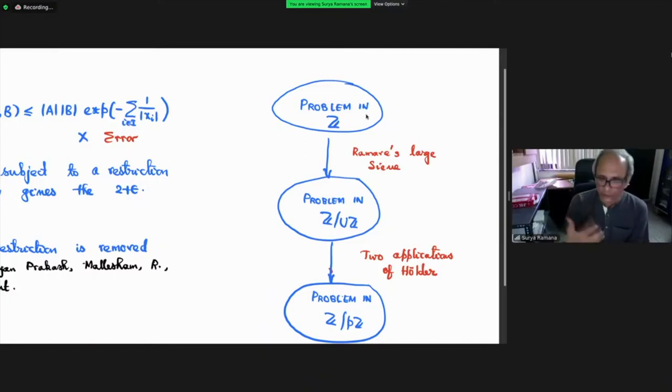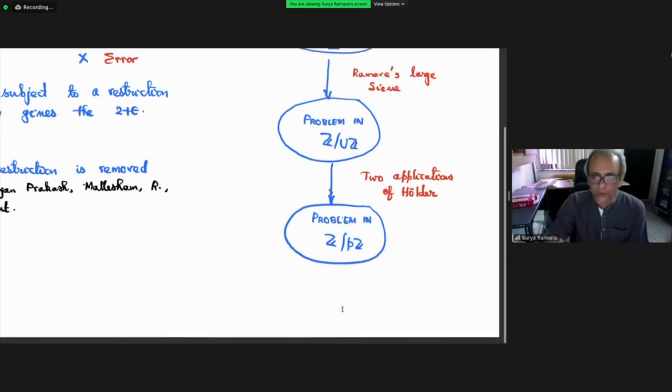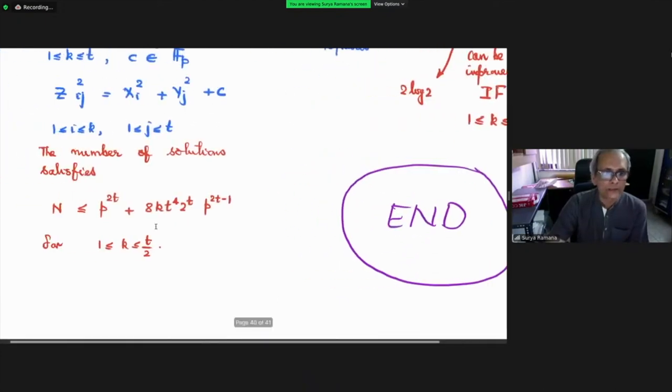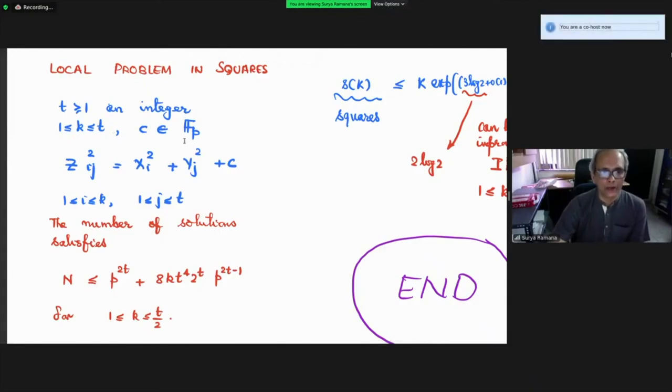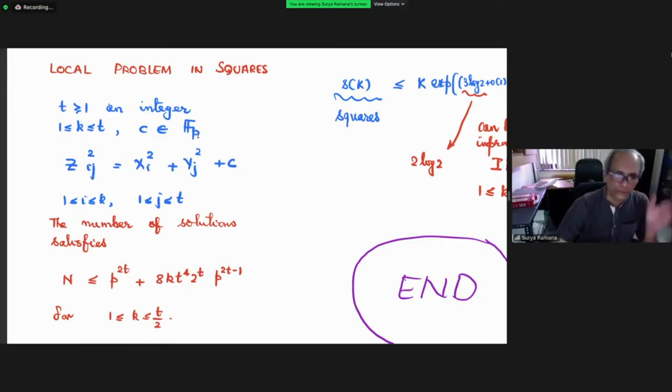So for the squares, when you do this, the problem that you get at the end is a local problem in the squares. Let's take any integer t and k, an integer between 1 and t, and a fixed element c of a finite field, in fact a prime one, F_p for a given prime. And then look at these equations: z_{i,j} squared, these are variables, x_i squared plus y_j squared plus c, i going from 1 to k, j going from 1 to t.